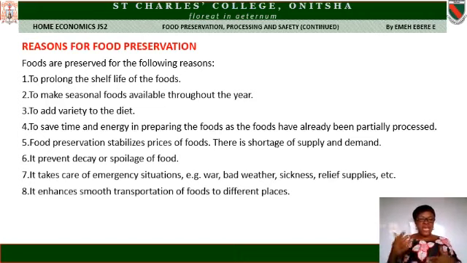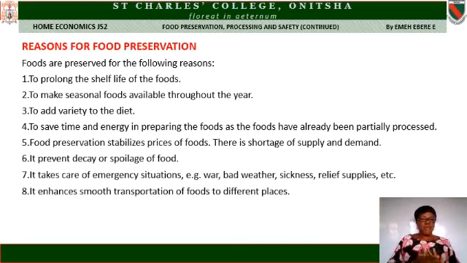Number 4, to save time and energy in preparing the food, as the food has already been partially processed. Example, your noodle. You find out that your noodle has been partially processed, and that makes you do what? When you buy them, they take only 3 minutes for you to prepare.